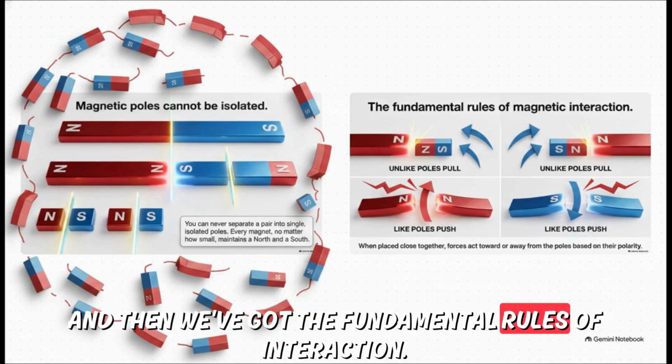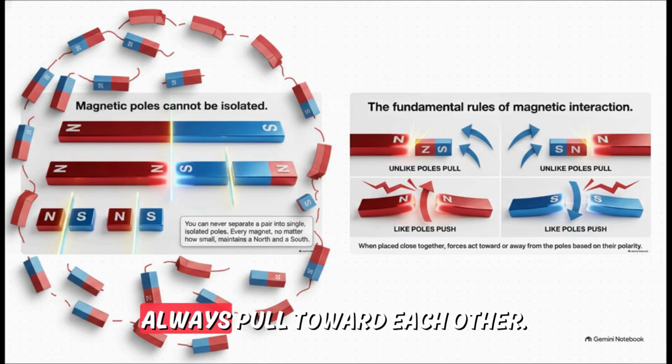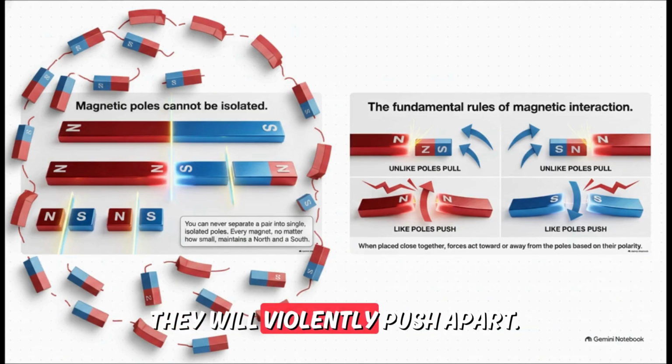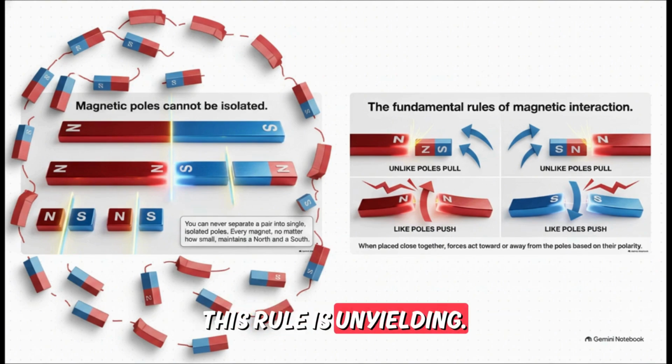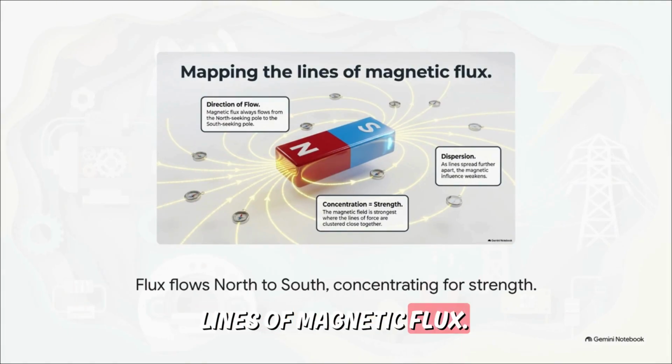And then we've got the fundamental rules of interaction. Unlike poles, so a north and a south, they will always pull toward each other. But like poles, 2 norths or 2 souths, they will violently push apart. This rule is unyielding. All right, let's map out these invisible lines of magnetic flux.